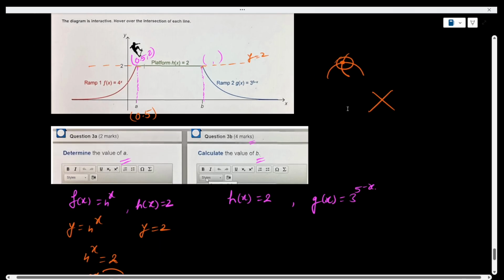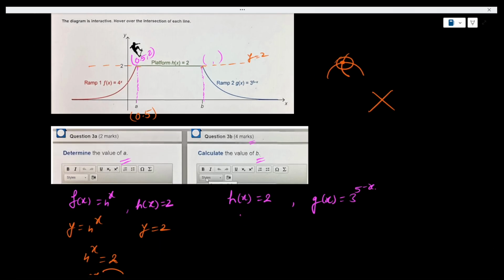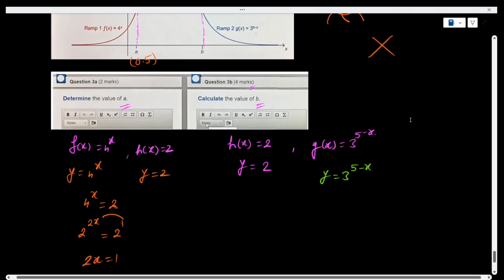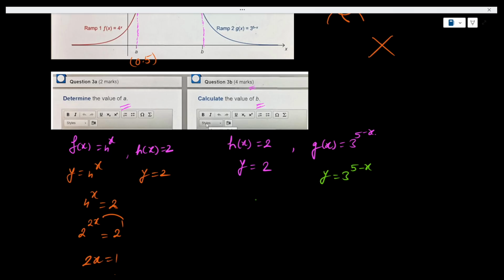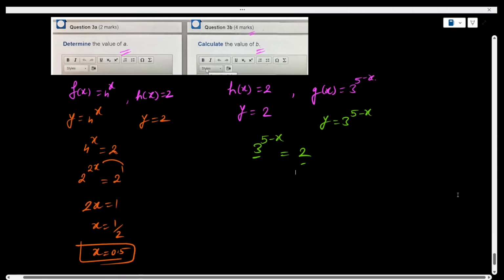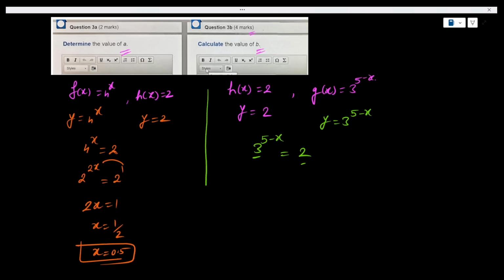Similarly, if you solve the next function, again the y value is fixed here, and here y is equal to 3 raised to the power 5 minus x. Now in this case, when you equate both sides, 3 to the power 5 minus x is equal to 2. Now you can't make the bases the same, because on the left hand side 3 is the base, right hand side 2 is the base, right? And 2 and 3 are both prime numbers, so we cannot convert either side to the same base, right?